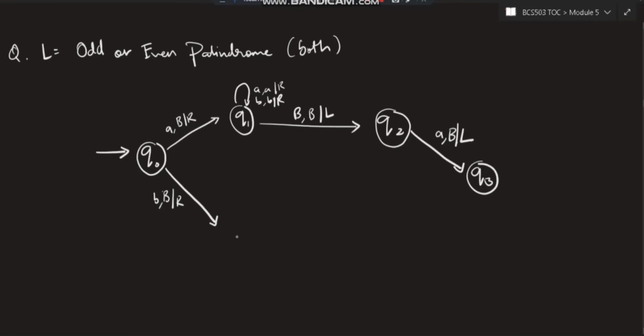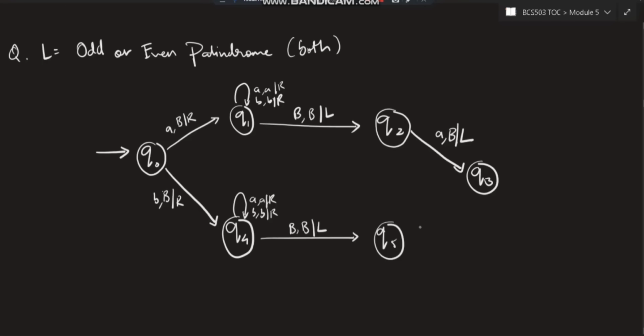Now the same thing goes for the B also. Now this will be Q4 here, and in Q4 I'll be ignoring n number of A's and B's, so it will be A comma R and B comma B and R here. And after that, when I encounter a blank space, that is the end of the string, I'll be moving to the left. I'll be coming to Q5.